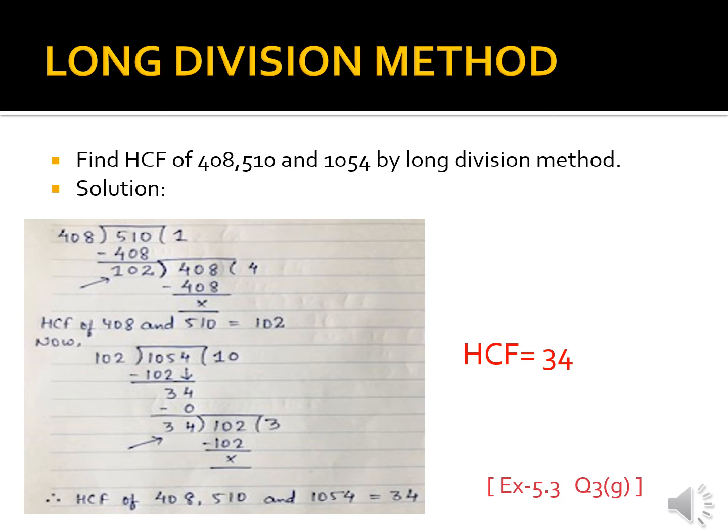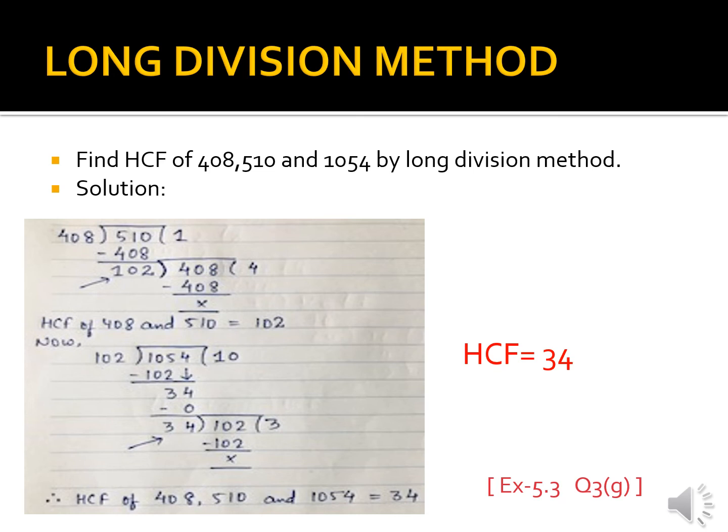So, when we have three numbers, first of all, we arrange them in ascending order and select the first two numbers, right? Select the smallest number as the divisor and the next higher number as the dividend, and leave the highest number. We'll work with that later on. So let's start with 408 and 510 in a way that we just performed in the previous example. So 408 becomes the divisor, 510 becomes the dividend.